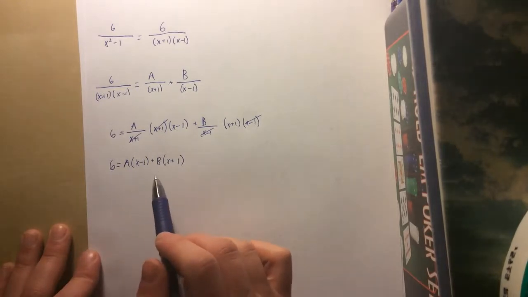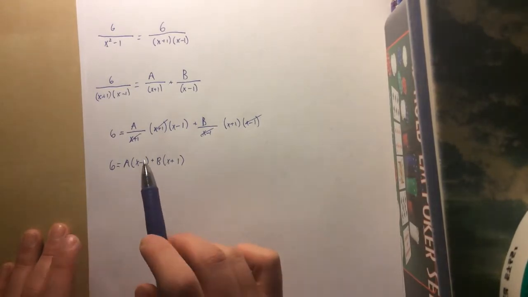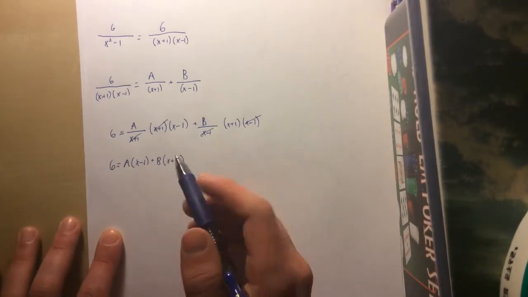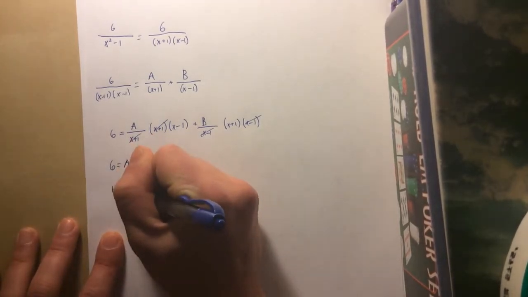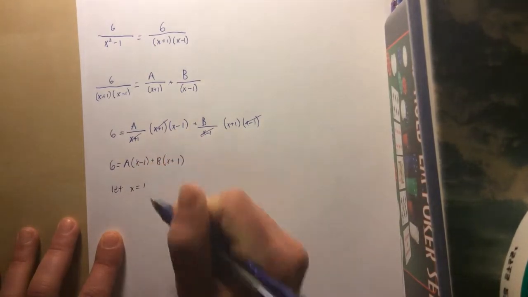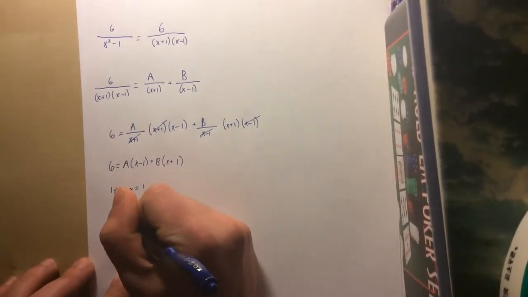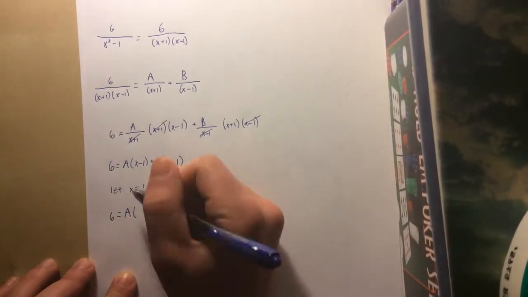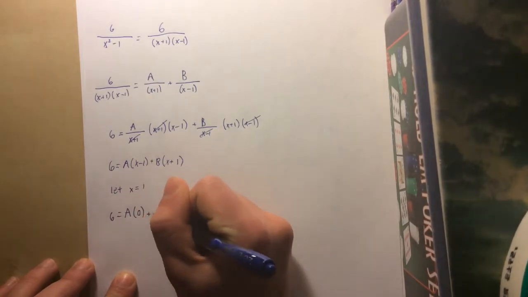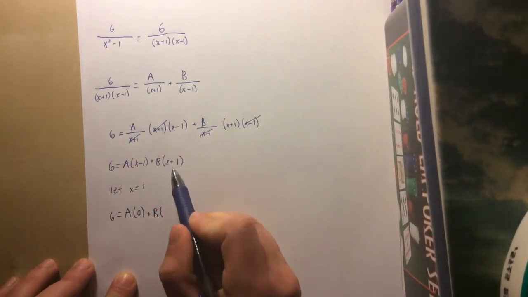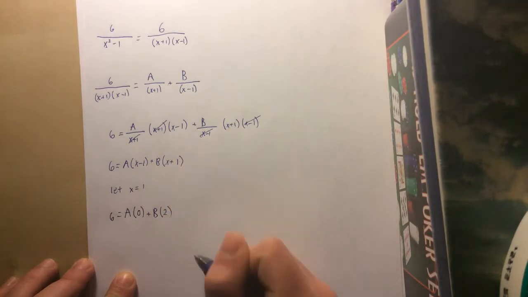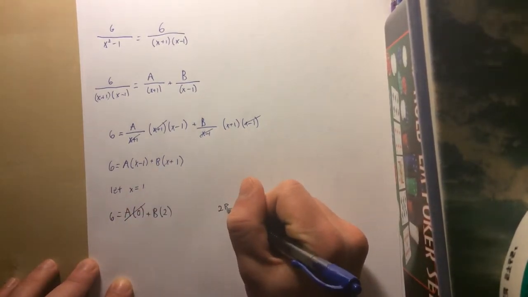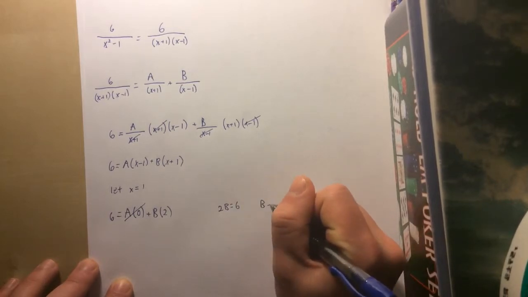To figure these out, we're going to pick numbers for x that'll get rid of one of these variables. So if we let x equal 1, then on the left side we still have 6, and on the right, a times 1 minus 1, which is just 0, plus b times 1 plus 1. So the a cancels out, and we get 2b equals 6, and b is equal to 3.